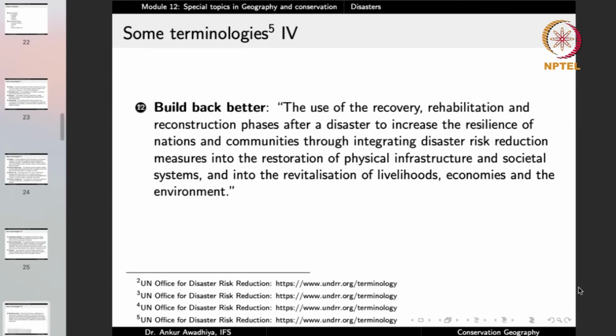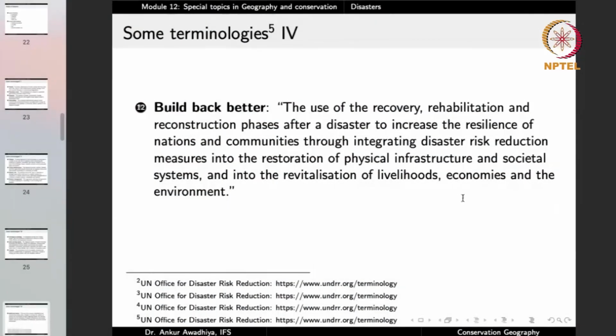And in the context of resilience, we talk about build back better. The use of recovery, rehabilitation and reconstruction phases after a disaster to increase the resilience of nations and communities through integrating disaster risk reduction measures into the restoration of physical infrastructure and societal systems, and into the revitalization of livelihoods, economies and environment. So basically, the philosophy of build back better says that once the disaster has occurred and you are trying to rebuild the society, then you can make use of this rebuilding process as an opportunity to integrate with this building the principles of disaster risk reduction.